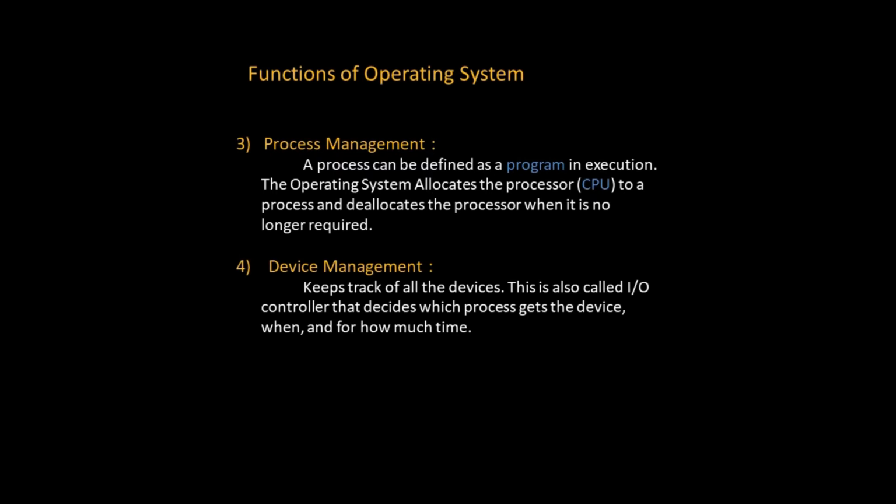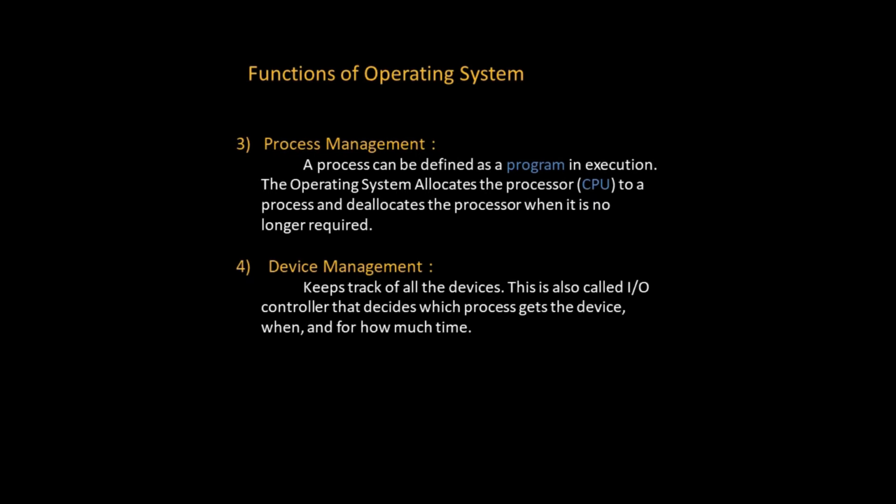Number 3 is process management. A process can be defined as a program in execution. The operating system allocates the processor to a process and deallocates the processor when it is no longer required. For example, when a user launches a program, the operating system is going to allocate space and processor for this program to execute, and once this program is executed, the operating system is going to deallocate the resources which were allocated to this program in order for the program to function.